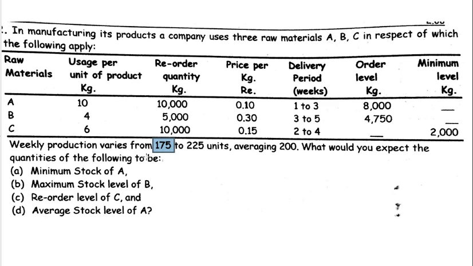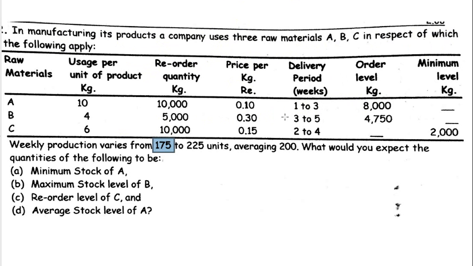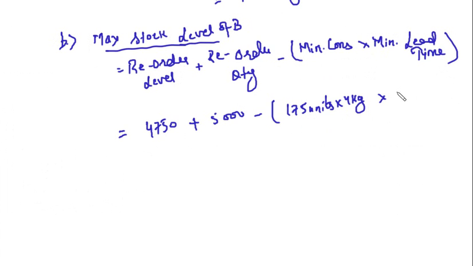4 multiplied by 175, because in 1 unit you are using 4 kg of B. So if you are producing 175 units, how many units of B will be consumed? 175 units multiplied by 4 kg. Right? This is the consumption, minimum consumption. What is the minimum lead time for B? 3 weeks. Clear?